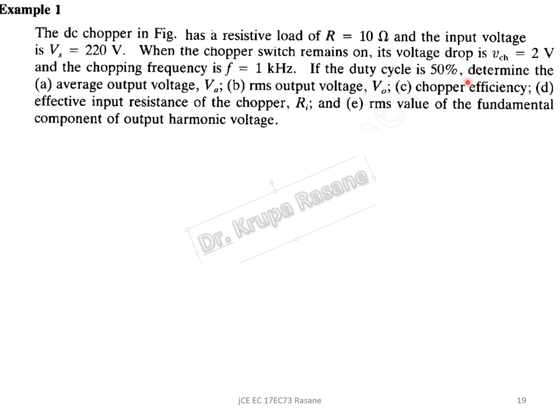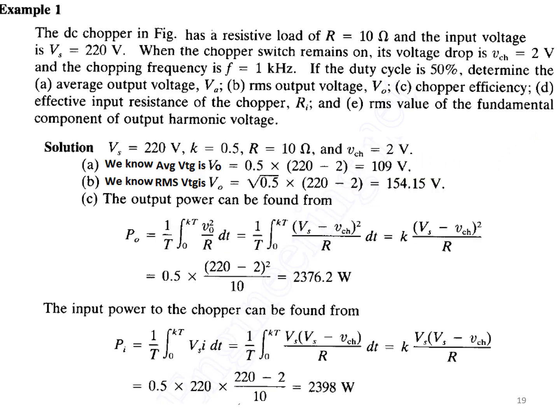If the duty cycle is 50%, determine the average output voltage, the RMS output voltage, the chopper efficiency, the effective input resistance of the chopper, and also the RMS value of the fundamental component of the output harmonic voltage. Okay, so let's see how this can be done.